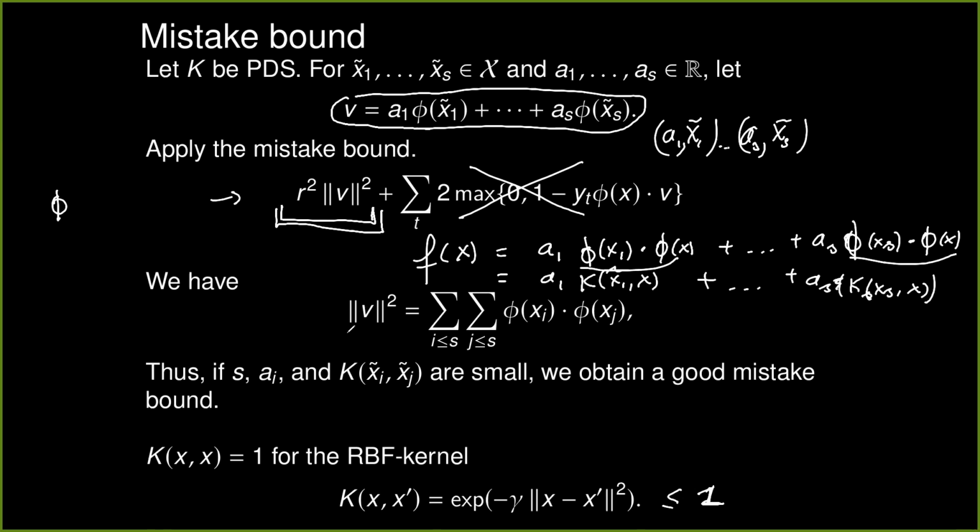And now we need to compute the norm of this vector v. So here is the vector v, and the norm can just be computed in this way. I forgot the coefficients. Here are ai and aj. So if the coefficients are small and all kernel values are small, so here we have the kernel value k(xi, xj). If all coefficients and kernels are of polynomial size, and we have polynomially many points here, then this becomes polynomial. And so this will happen in the homework exercise.